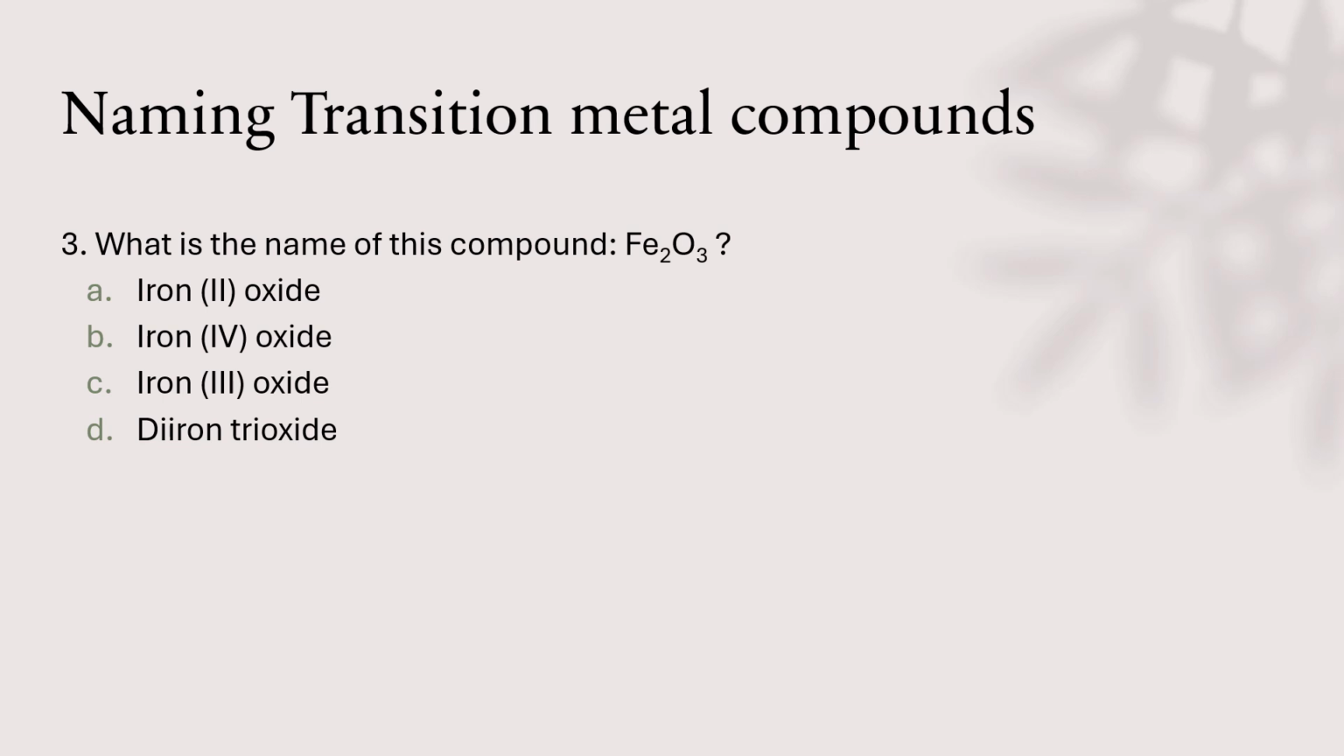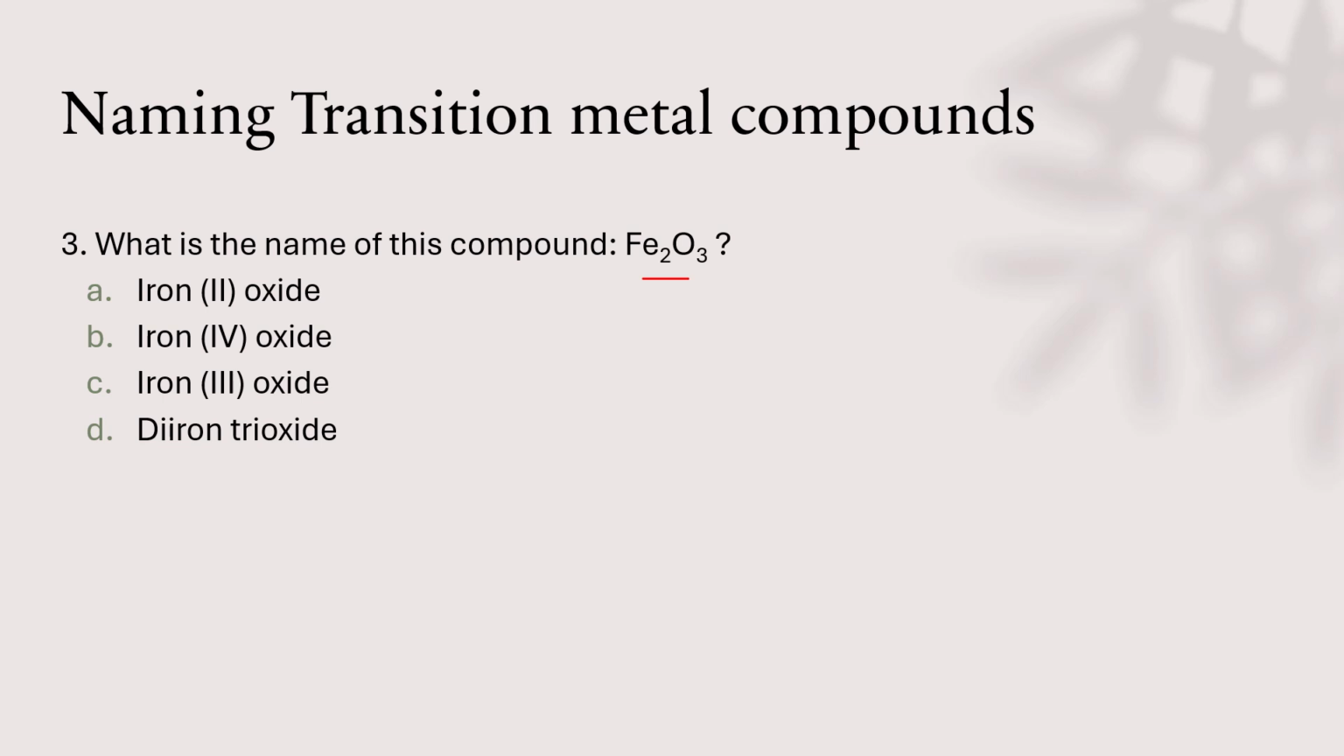Looking at naming transition metal compounds. Transition metal compounds are one of the harder ones to name. This is where we use the crisscross method after we figured out what the oxidation number is. The oxidation number is the charge on each of the individual ions, and then we would crisscross those charges to come up with the formula. So here they're giving us the formula, Fe2O3, and we need to pick out the name. So we're doing the reverse crisscross essentially.